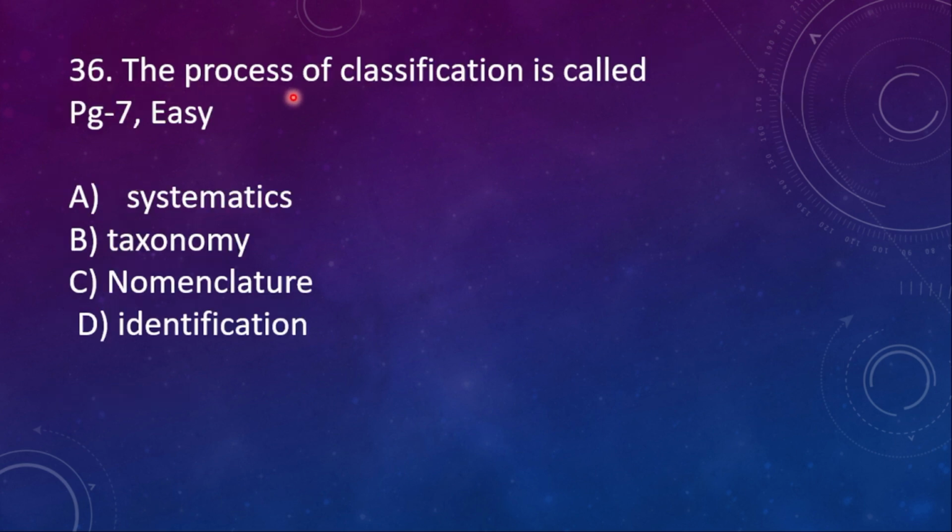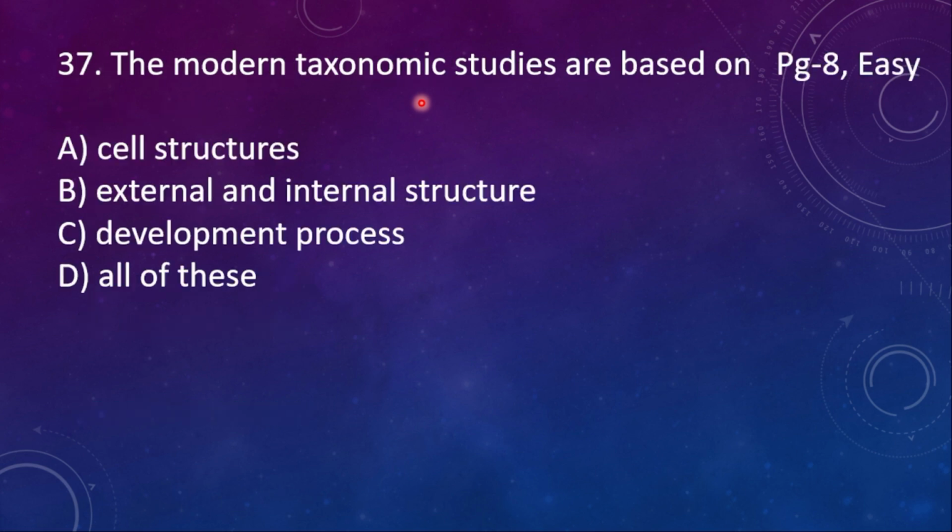36th question. The process of classification is called systematics, taxonomy, classification, nomenclature, or identification. So here, the process of classification itself is called what? Taxonomy.